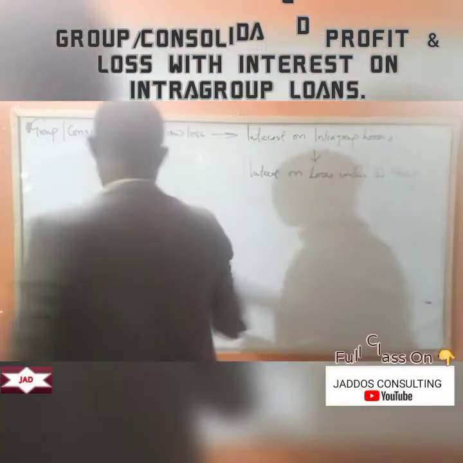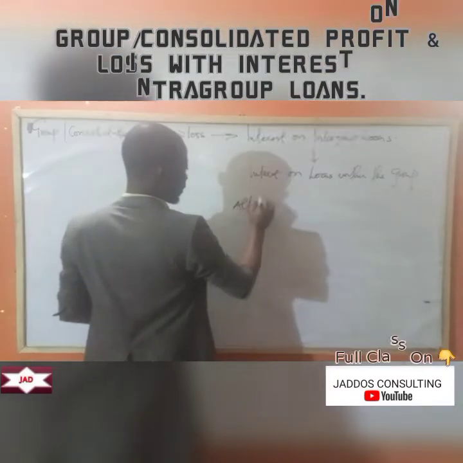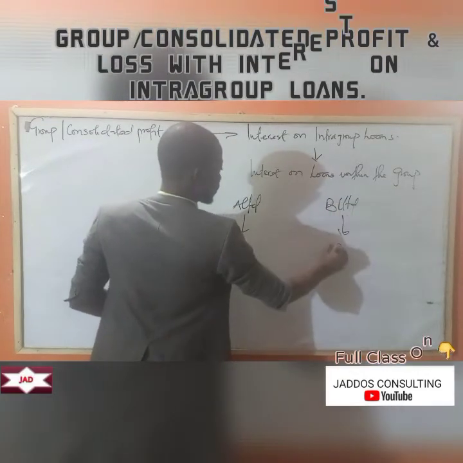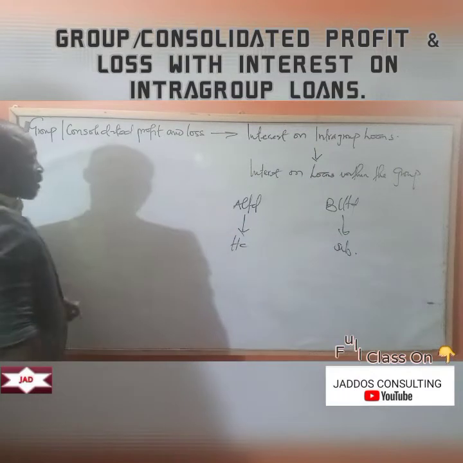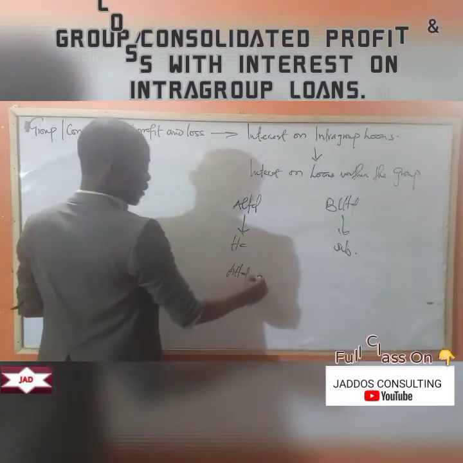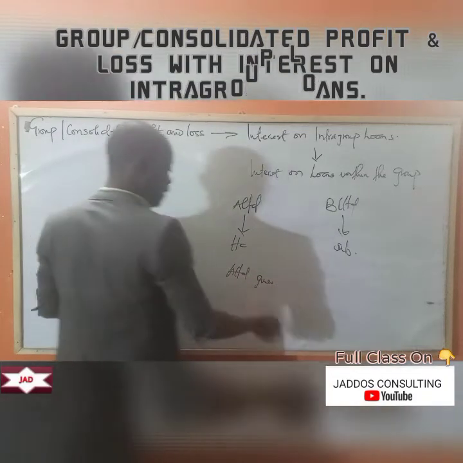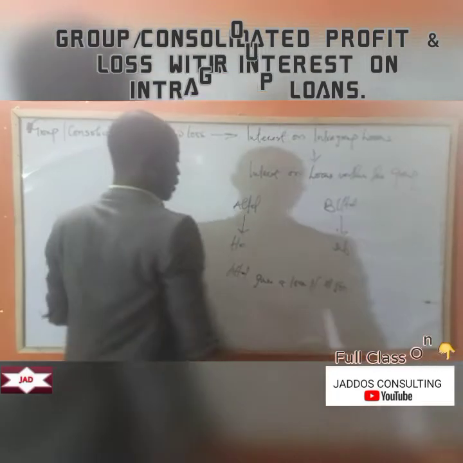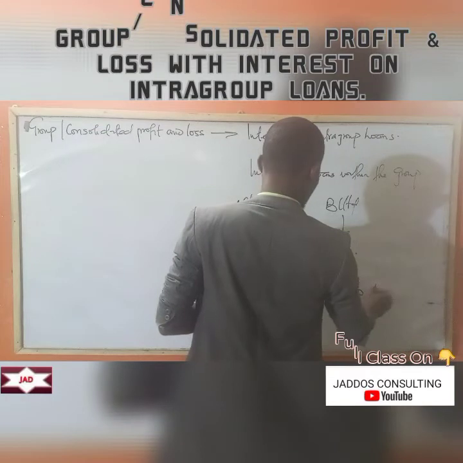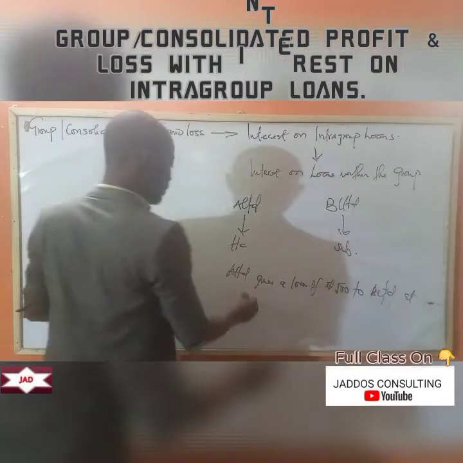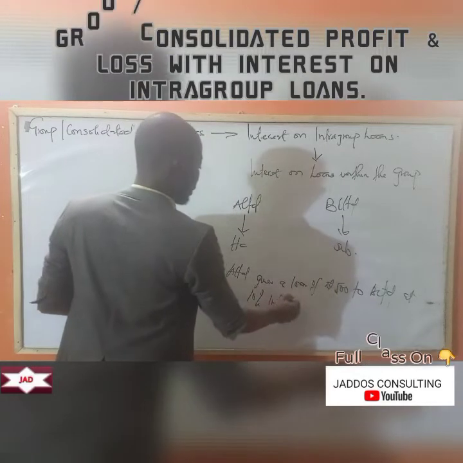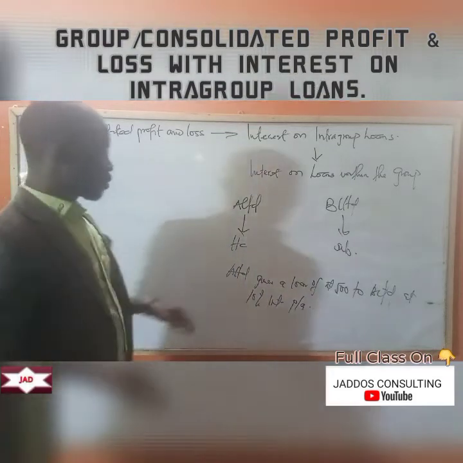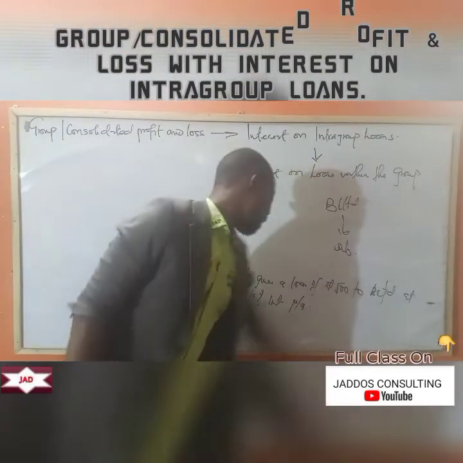Good. So let's say you have A Limited. This is the holding company, and then we have B Limited. This is the subsidiary, right? So let's say A Limited gives a loan of 500 to B Limited at 10% interest per annum. So A Limited gives a loan of 500 to B Limited at 10% interest per annum.